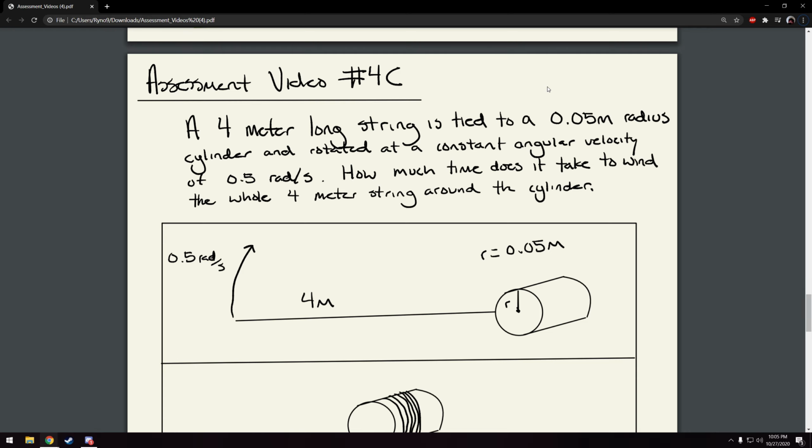So, today we have this problem right here, and it starts off with a 4-meter long string that is tied to a 0.05 meter radius cylinder and rotated at a constant angular velocity of 0.5 radians per second. How much time does it take to wind the whole 4-meter string around the cylinder?